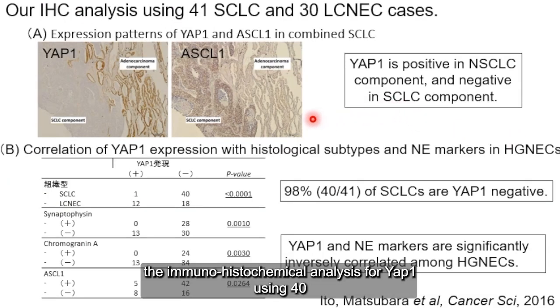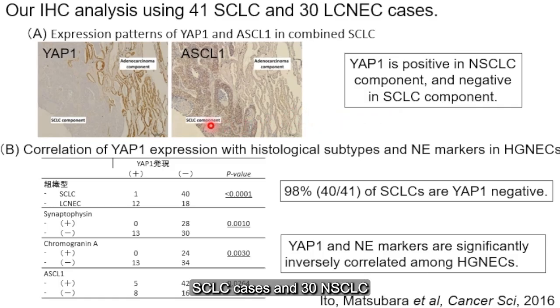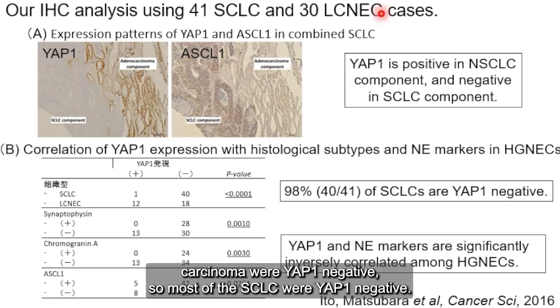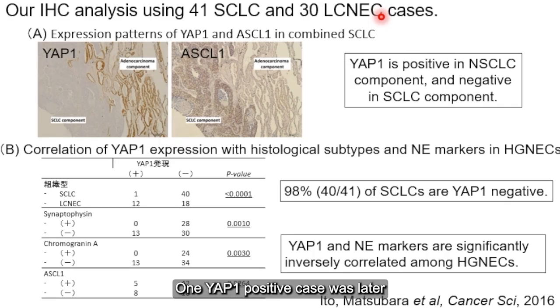We performed immunohistochemical analysis for YAP1 using 40 SCLC cases and 30 LCNEC cases. 98%, 40 of 41 of small cell carcinoma are YAP1 negative. So most of the SCLC were YAP1 negative. One YAP1 positive case was later found to be a squamous cell carcinoma. In LCNEC cases, 60%, 18 of 30 cases were YAP1 negative. So LCNEC will be discussed later.